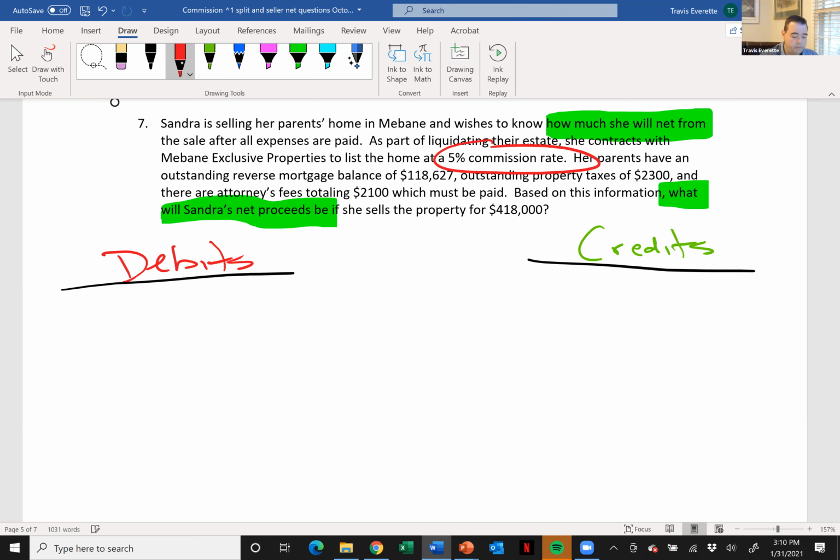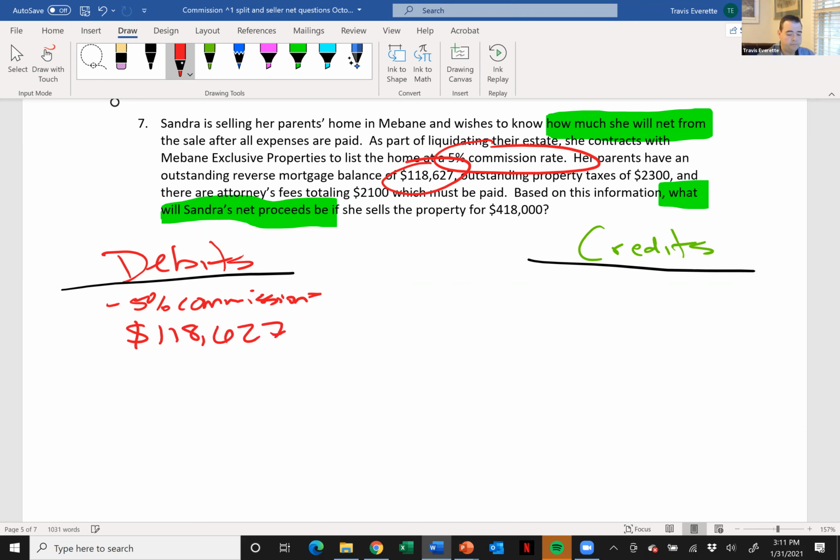That 5% commission rate is going to be a debit. So I'm just going to make a note here, 5% commission. I don't know how much that is yet, but if I make a note for it for myself, I won't forget it. Her parents have an outstanding reverse mortgage balance of $118,627. So any mortgage balance, any liens have to be paid off. So that just becomes a debit, $118,627.